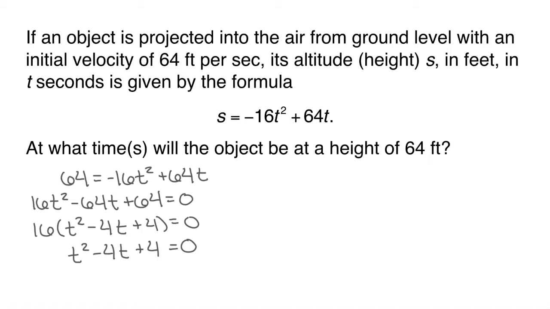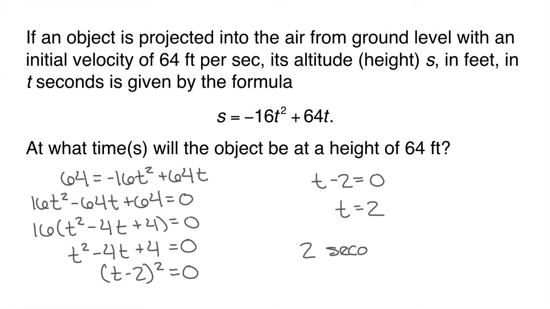We'll factor that as t minus 2 squared, which is equal to 0. By the zero factor property, we know that t minus 2 is equal to 0, and so t equals 2. This tells us that at 2 seconds after the object is projected, it will be at a height of 64 feet.